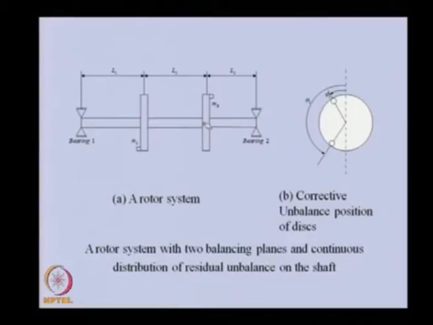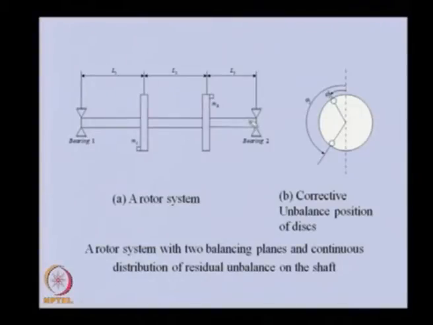So, we will be showing two case studies. In the first, only the residual unbalance will be kept in these two disks, and we will try to balance this particular rotor up to the second critical speed, because we have chosen only two planes for balancing. This residual unbalance will be used for generation of the response. But again, re-estimation will be done with the influence coefficient method, and we will see whether we are able to balance the rotor up to the second mode.